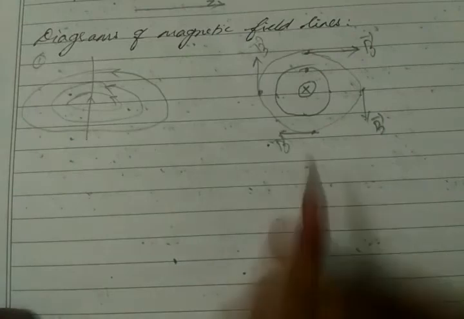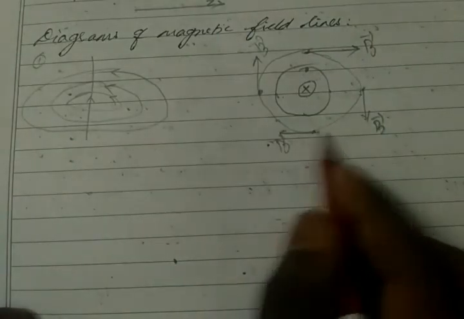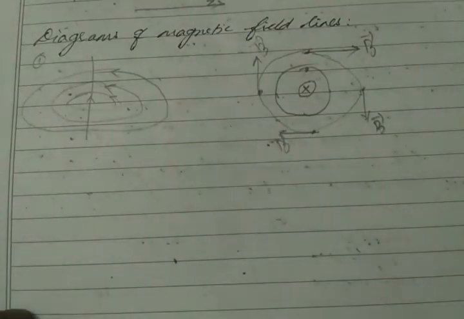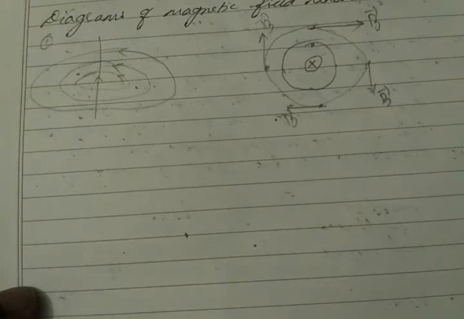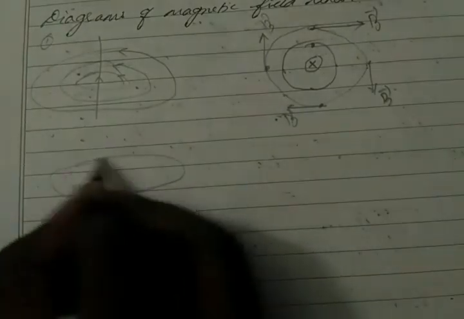If you draw a tangent on the curve of the magnetic field lines, you will get the direction of the magnetic field at that particular point. Next one is the current carrying loop. Okay, this is our current carrying loop. We already studied this equation.